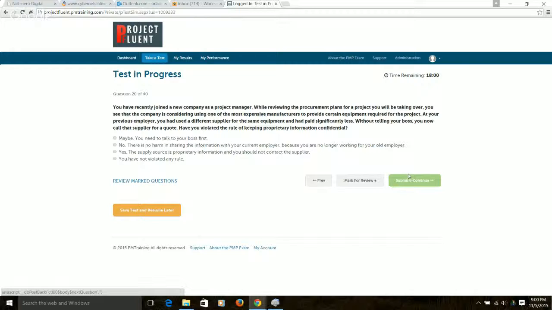Option A is maybe. Option B is there's no harm in sharing the information with your current employer because you're no longer working for your own employer. Option C is yes, the supply source is proprietary information and you should not contact the supplier. Option D is you have not violated any rule.